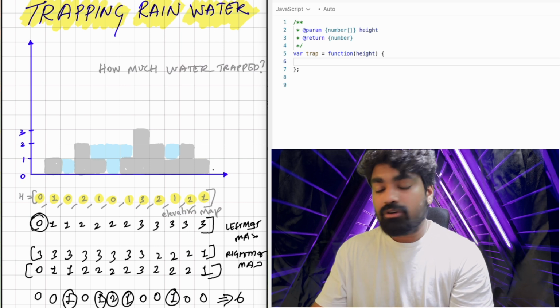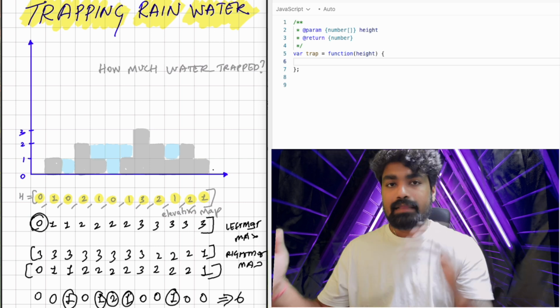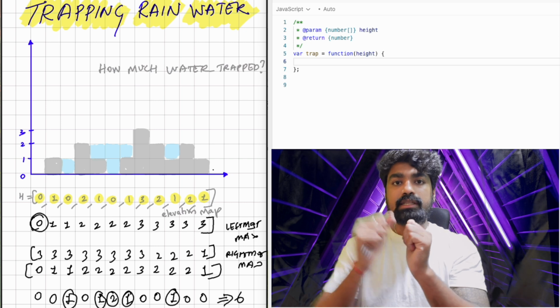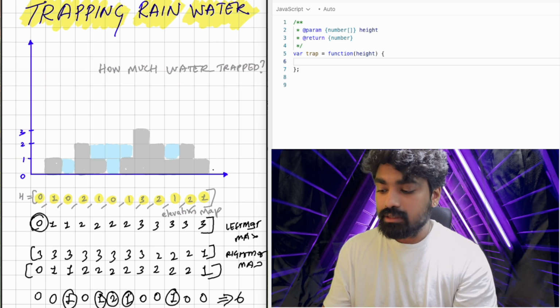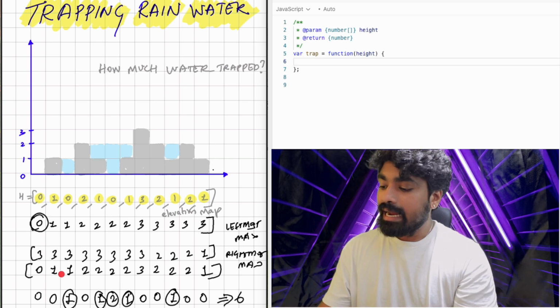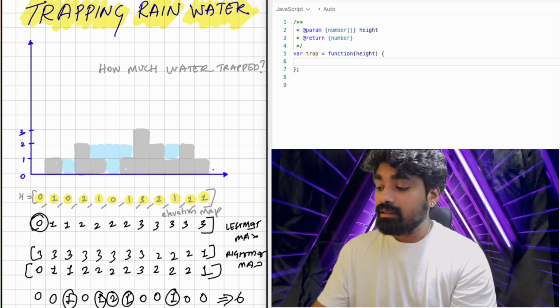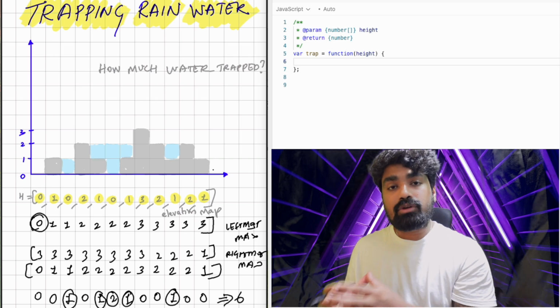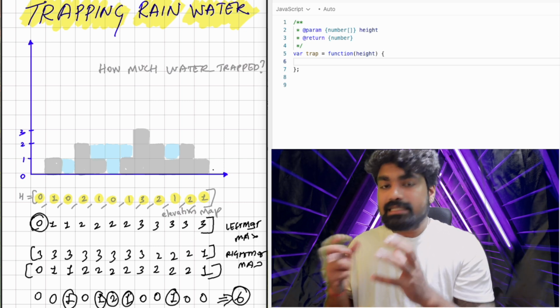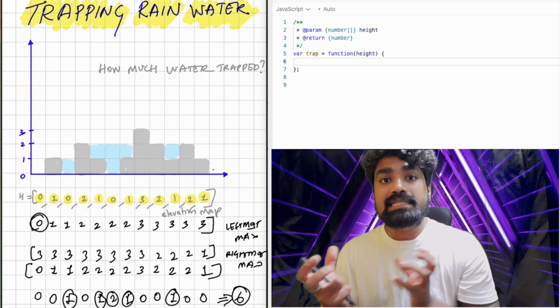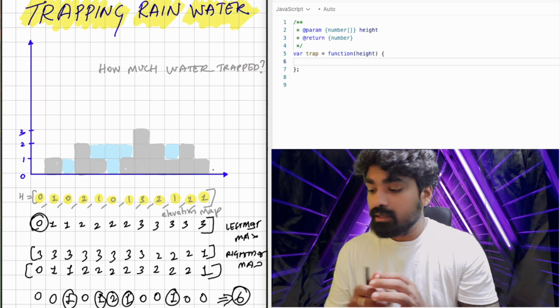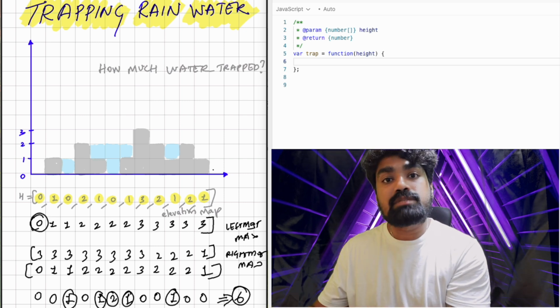And similarly, we went from right to left, and from both these sides we then found the minimum, which was this block that we found, and from there it gets subtracted, and then we find the amount of water that can be trapped. That's pretty much in terms of the concept that we are going to use here. Now let's jump into the coding aspect of it.